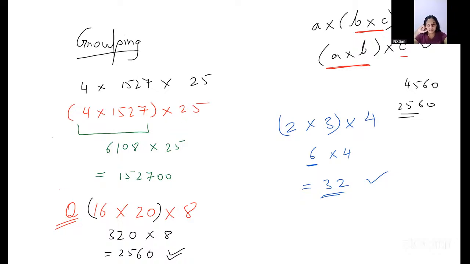One new thing I will teach you today is how to work with two-digit numbers. This is another property in multiplication. 725 into 94, I have. Now, what to do? What does this property say?